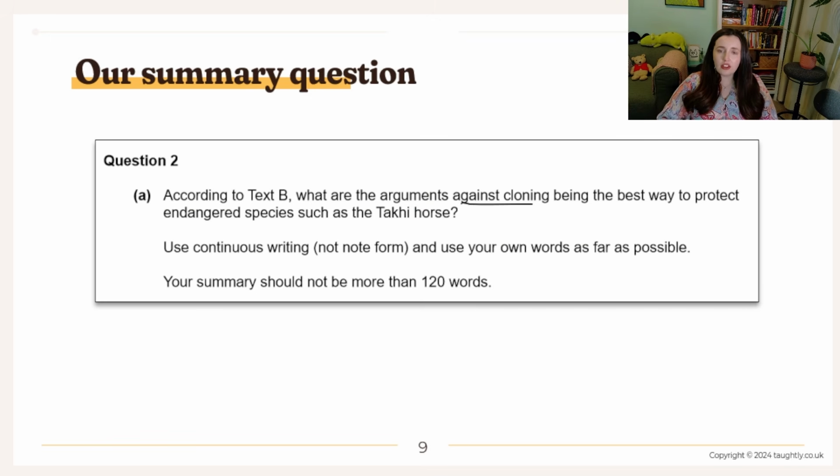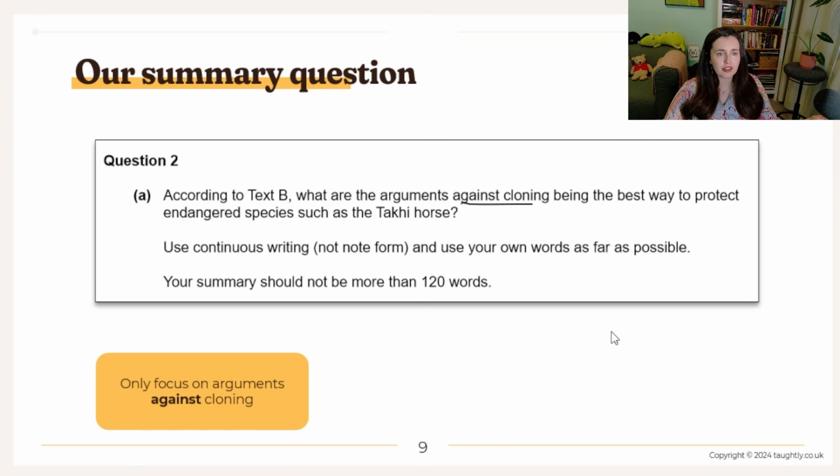So we are going to have a look at the 2027 specimen paper today. And on that, the summary question looked like this. So this is for 2027. According to text B, what are the arguments against cloning being the best way to protect endangered species, such as the tacky horse? Use continuous writing, not note form, and use your own words as far as possible. Your summary should not be more than 120 words. So it looks and is phrased exactly like previous past papers.